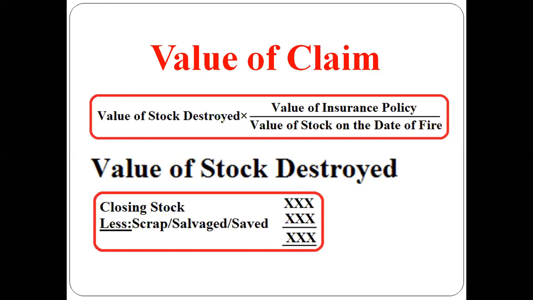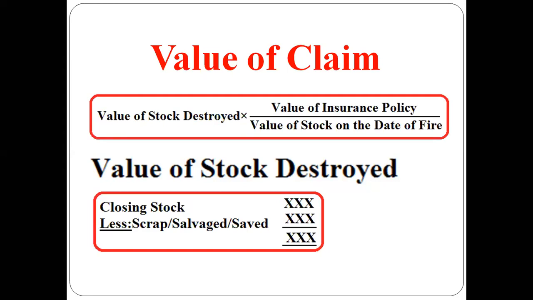The same thing we understood earlier, but here we are considering it as the value of stock destroyed. What is the amount of value of stock that has been lost by fire? That we will calculate how? The closing stock that was there in the godown, minus scrap value, salvage value or saved value. That we reduce, and the leftover figure is called the value of stock destroyed. So like this, we need to calculate the value of stock destroyed. Once we calculate the value of stock destroyed, we will apply the formula and we can get the answer.